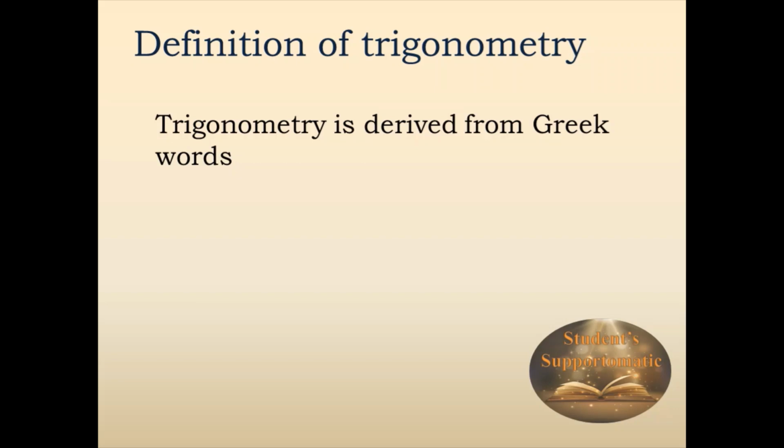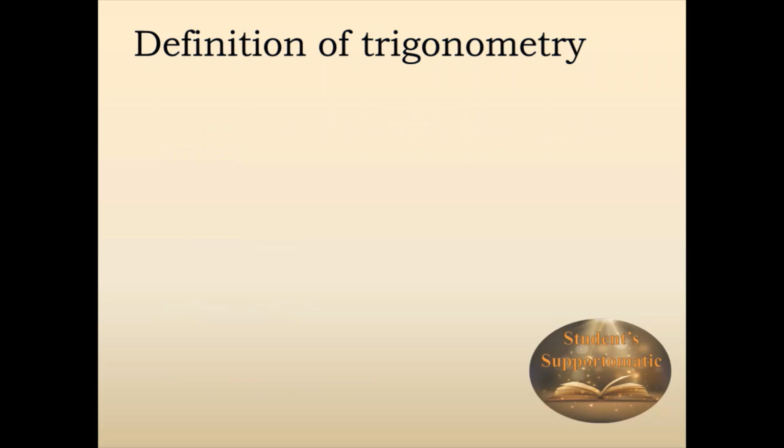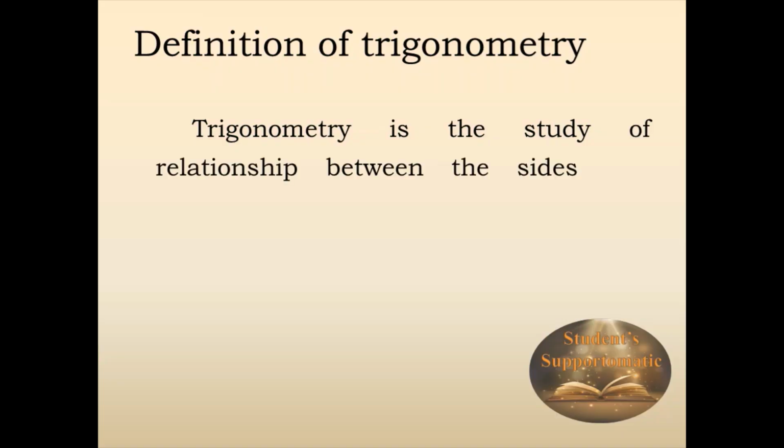Trigonometry is derived from Greek words. The Greek words are tri, which means three, gon, which means sides, and metron, which means measure. That is, trigonometry is the three sides measure. Therefore, trigonometry is the study of relationship between the sides and angles of a triangle.